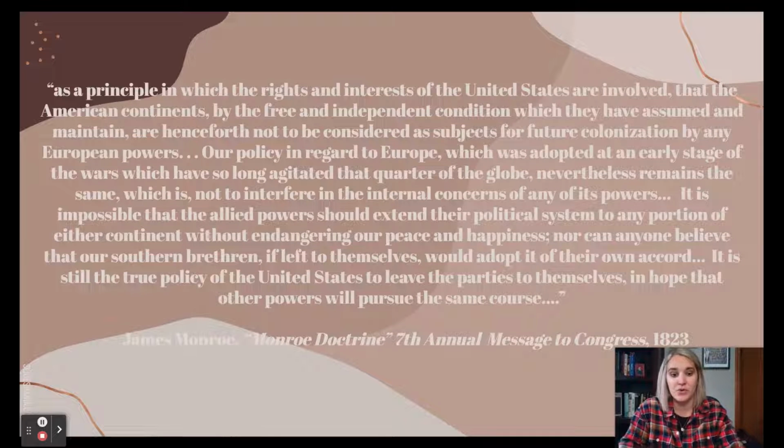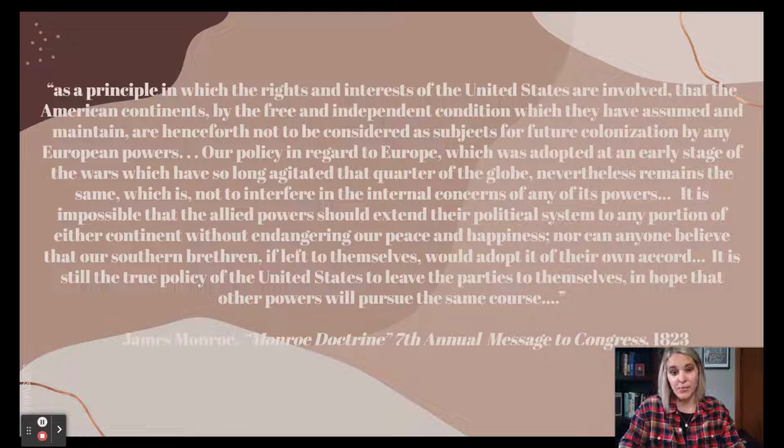So here's an excerpt from the Monroe Doctrine, which was in the 7th annual message to Congress. Monroe says, "As a principle in which the rights and interests of the United States are involved, that the American continents, by the free and independent condition which they have assumed and maintained, are henceforth not to be considered as subjects for future colonization by any European powers.